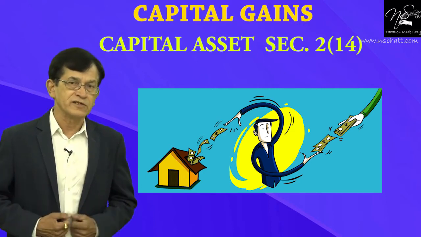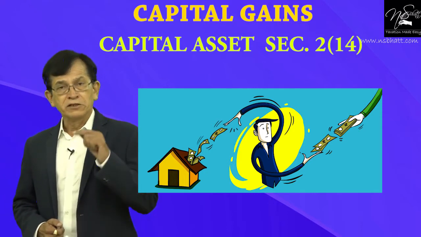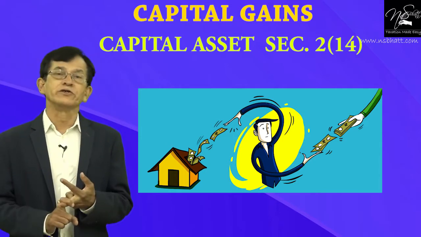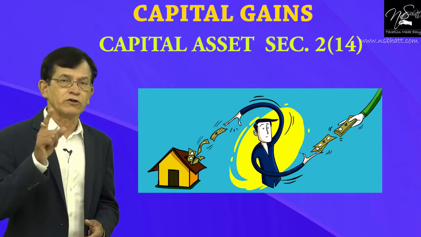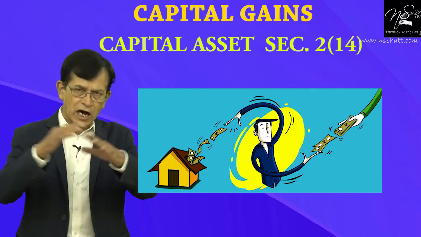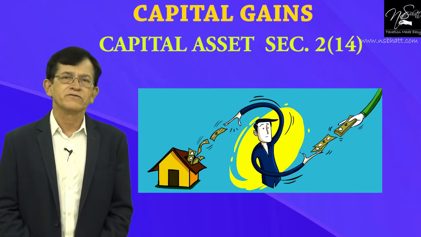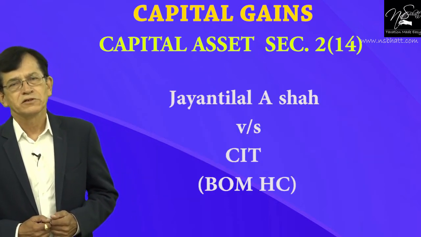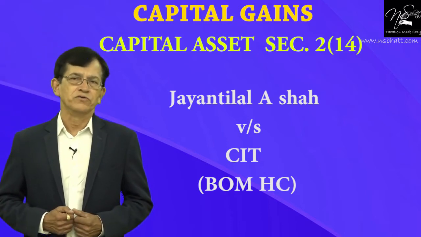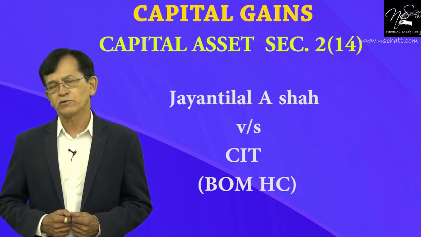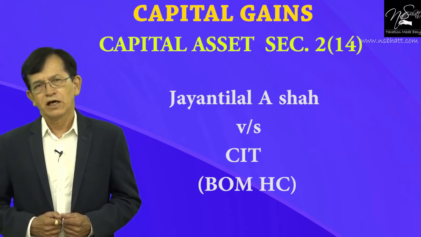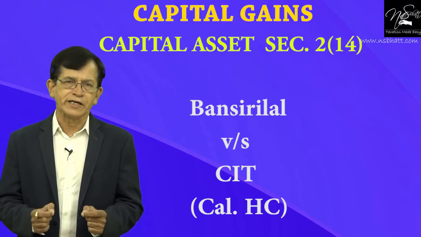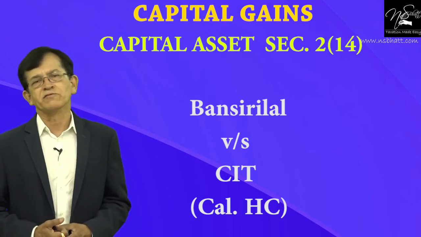Capital gains. I replied to them that these utensils, silver utensils, are movable things, are of my day-to-day use, they are personal effects, you cannot call them a capital asset, and therefore it is out of section 45. Friends, the case went to the court. Jayantilal A. Shah versus CRT in the Bombay High Court, and Bansirilal in the Calcutta High Court. Both high courts have decided in the same way with regard to the silver utensils.